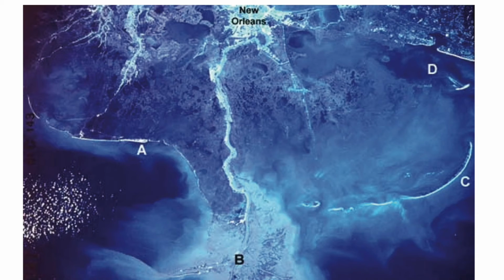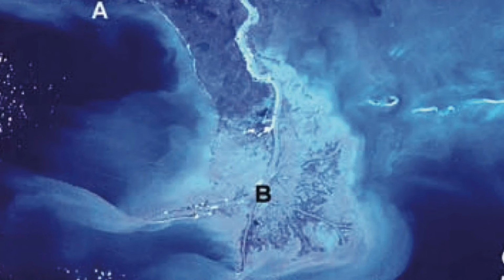So I have another picture here of the Mississippi Delta, and you can actually see New Orleans in this picture. Can you see it up at the top? And you can see how the river flows through New Orleans and then it keeps going south until it gets to the Gulf of Mexico. And that's what we're drawing in right now.